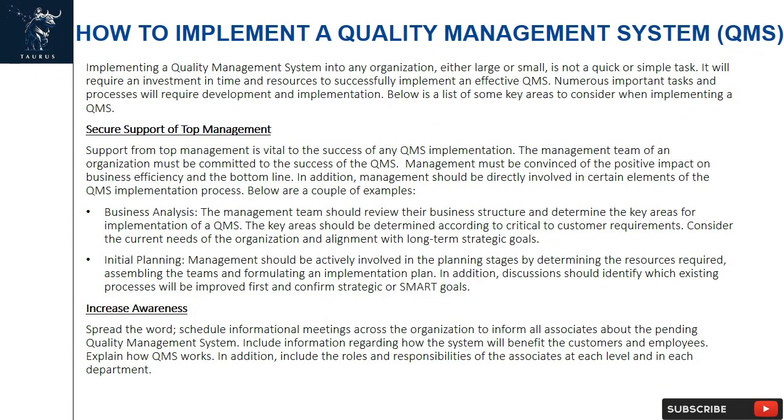Increase awareness. Spread the word. Schedule informational meetings across the organization to inform all associates about the pending quality management system. Include information regarding how the system will benefit the customers and employees. Explain how QMS works. In addition, include the roles and responsibilities of the associates at each level and in each department.